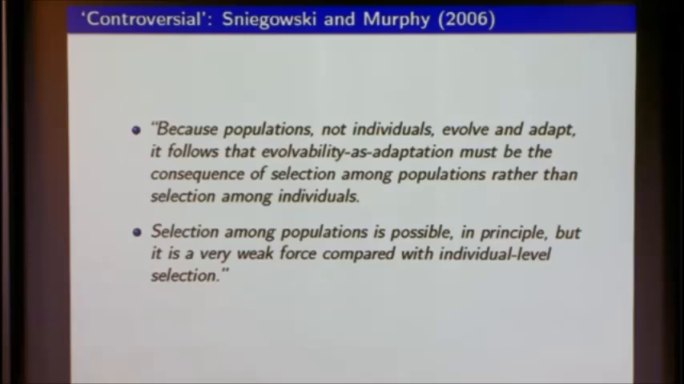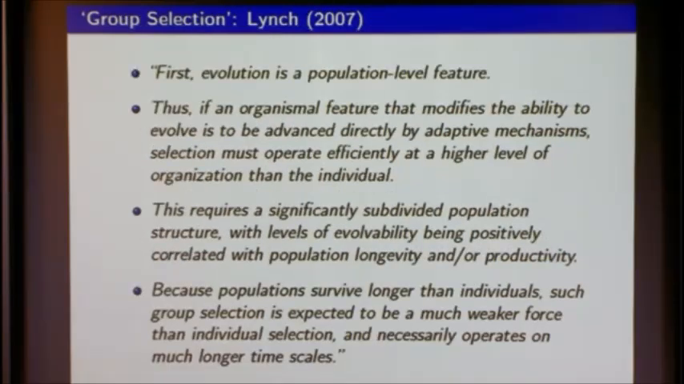Here again, Michael Lynch says, first, evolution is a population level feature. Thus, if an organismal feature that modifies the ability to evolve is to be advanced directly by adaptive mechanisms, selection must operate efficiently at a higher level of organization than the individual. This requires a significantly subdivided population structure with levels of evolvability being positively correlated with population longevity and/or productivity. Because populations survive longer than individuals, such group selection is expected to be a much weaker force than individual selection, etc. And then another one from 2011.